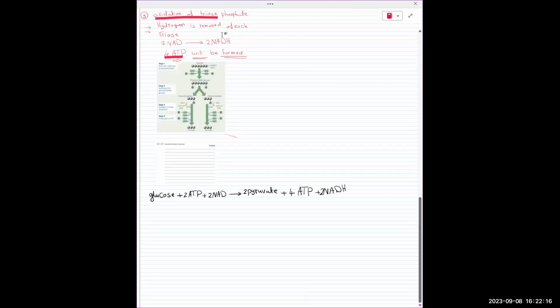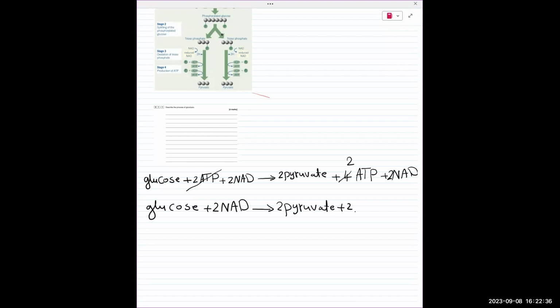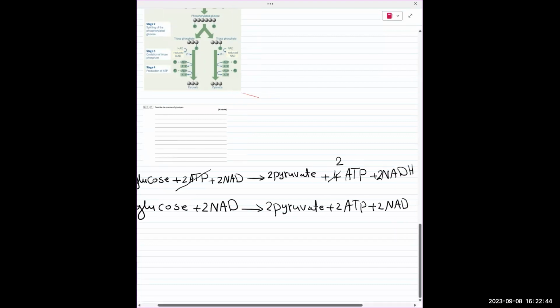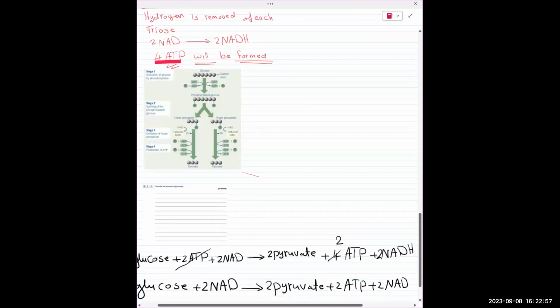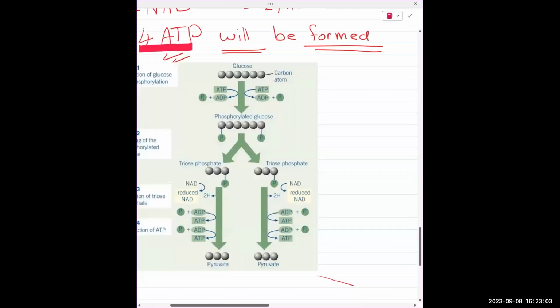So this is the overall equation. This will be cancelled and this will be 2. Let me rewrite it one more time. So glucose with 2 NAD will give 2 pyruvate plus 2 ATP plus 2 reduced NAD. Is it fine? So this is the glycolysis which takes place immediately when the glucose enters the cytoplasm. The reaction is called glycolysis, and this is called the glycolytic pathway, which happens in the cytoplasm.